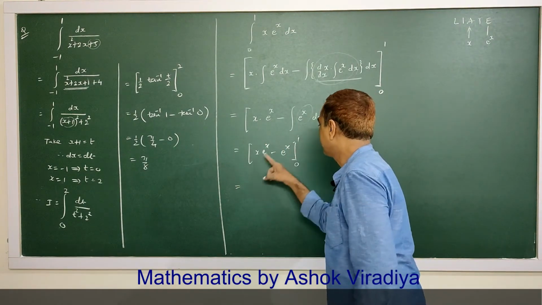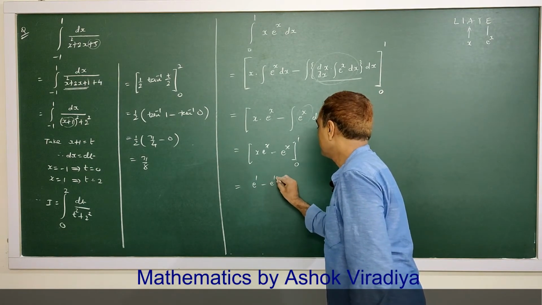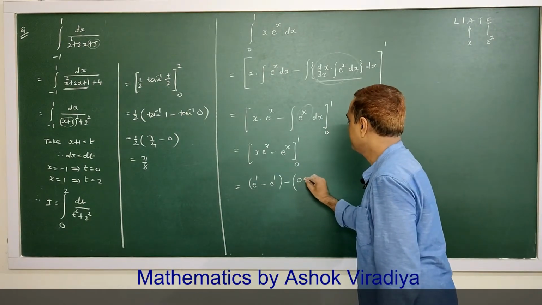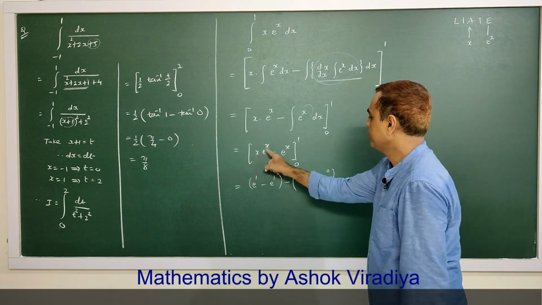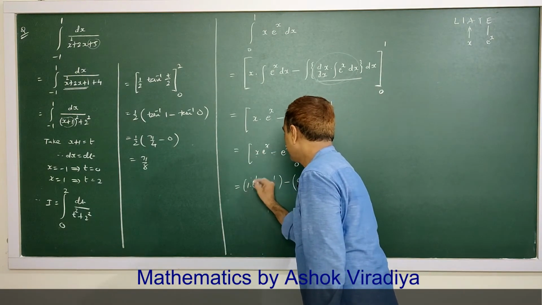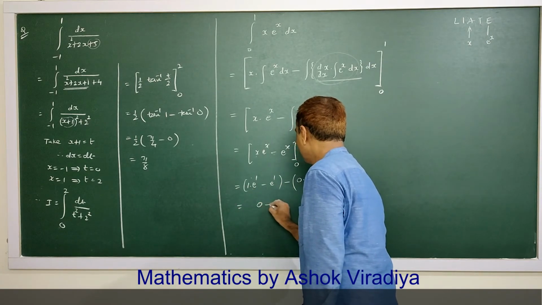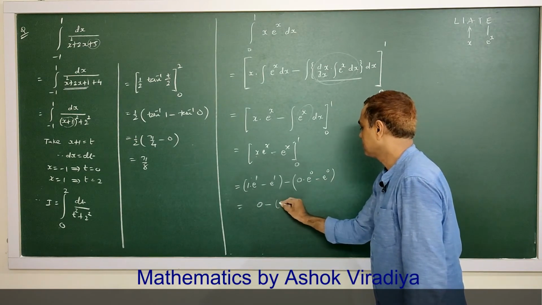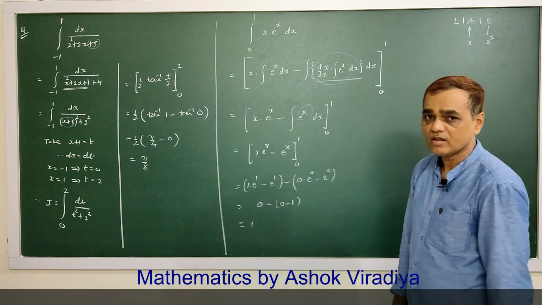Now we keep the upper limit. So 1 into e raised to 1 is e raised to 1, minus e raised to 1. This is the upper limit, minus. Now the lower limit, 0 into e raised to 0 minus e raised to 0. First of all, what we have taken: 1 into e raised to 1 minus e raised to 1. So this is 0, 0 minus, this is 0, this is minus 1. So the final value is plus 1.